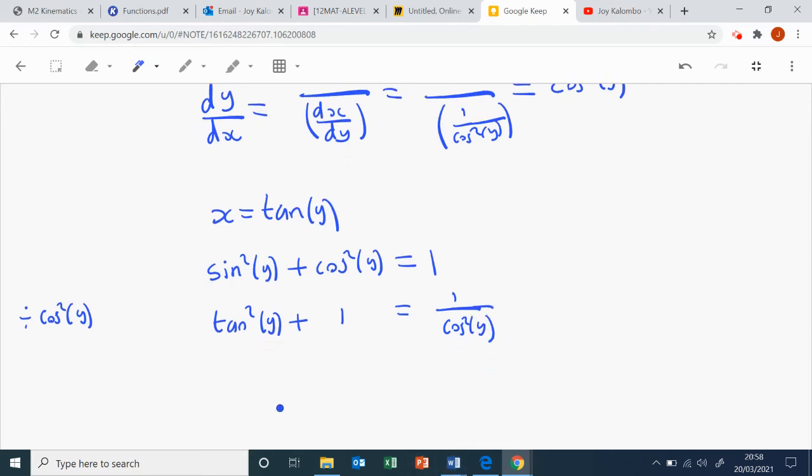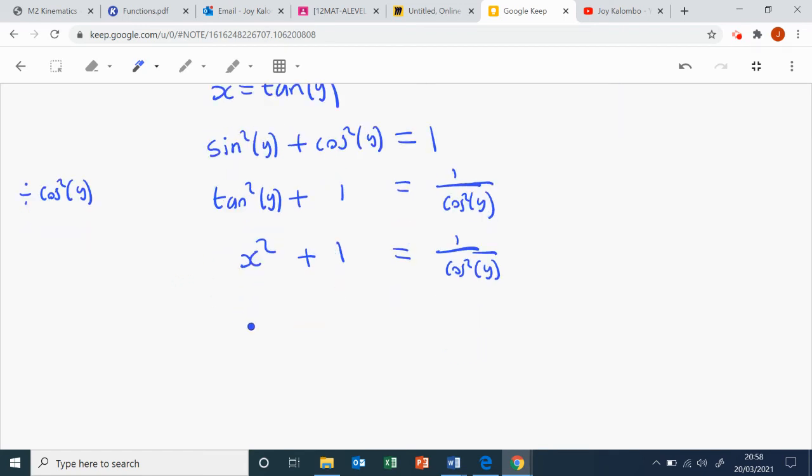And remember, if x is tan y, then tan squared of y is going to be x squared. So that's x squared plus 1 is equal to 1 over cos squared y. Using cross multiplication, we get the cos squared of y multiplied by x squared plus 1 is equal to 1. And then dividing by x squared plus 1, we get the cos squared of y is equal to 1 over x squared plus 1.